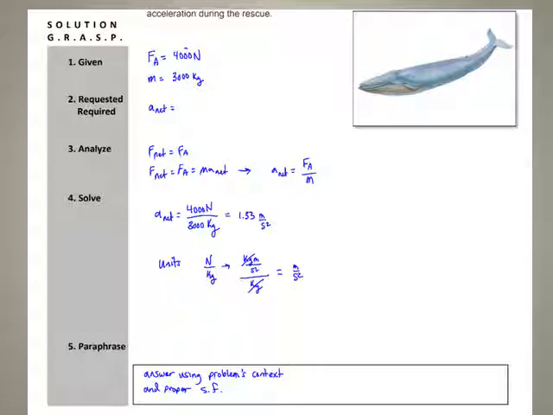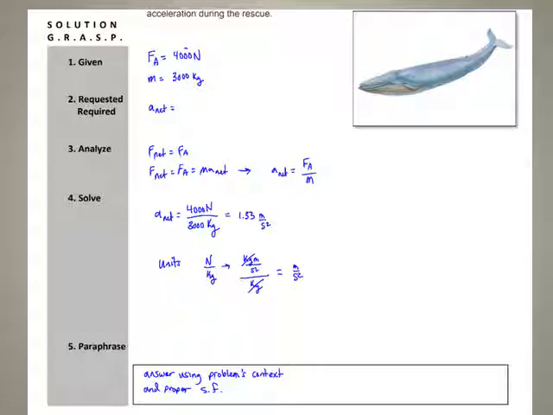The solve part is the actual plug and chug. Here's my 4,000 newtons. Here's my 3,000 kilograms. You do the division, and here is my net acceleration, and I just left it at 1.33. I did not round it to correct sig figs in this case. That was unintentional. I just wanted to get an answer down, but it would round to 1, and there you go.